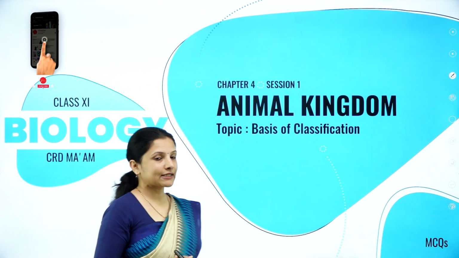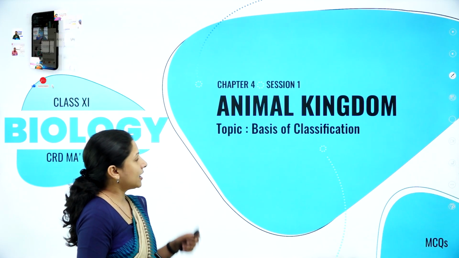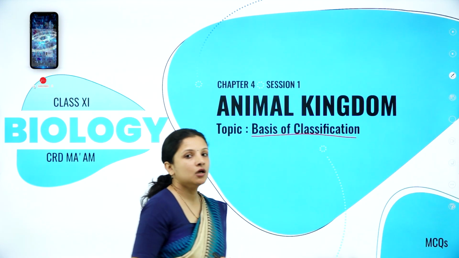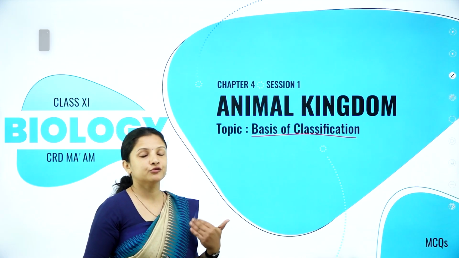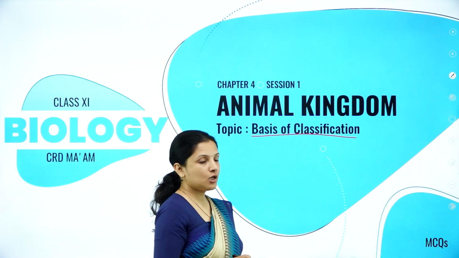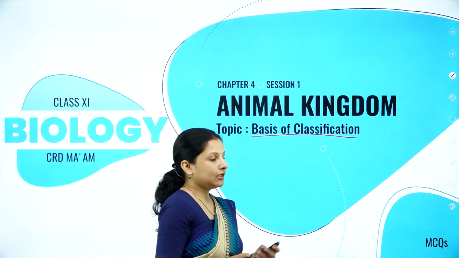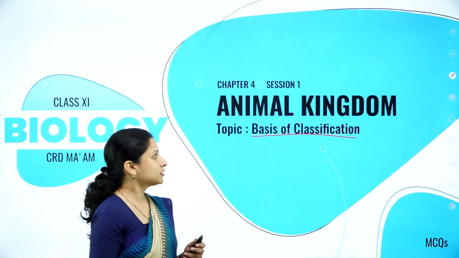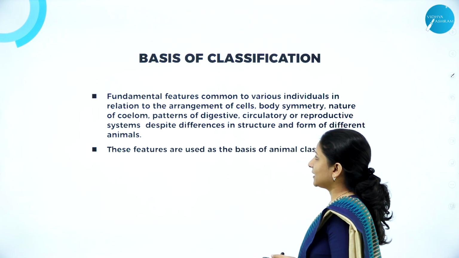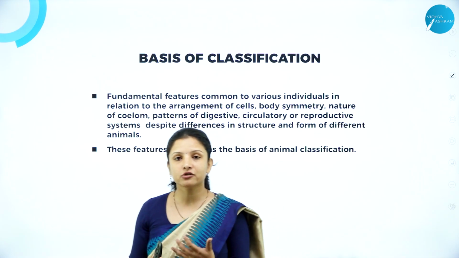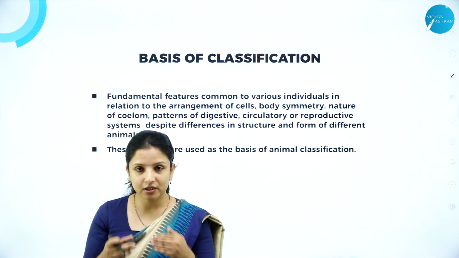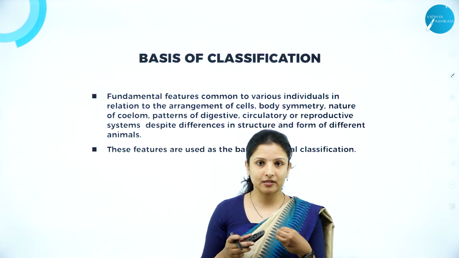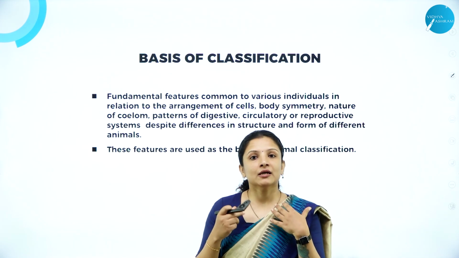So in today's session, let us discuss a small topic under chapter 4 Animal Kingdom, that is the basis of classification. There are different criteria that are followed to classify an organism under the animal kingdom. Let's look into what they are, and then let's learn about some of the MCQs that can be framed under this particular topic. So talking about the basis of classification, we all know that if we need to organize or put a particular organism under a particular phylum, class, or under the taxonomic hierarchy, we have to look into certain categories, right?